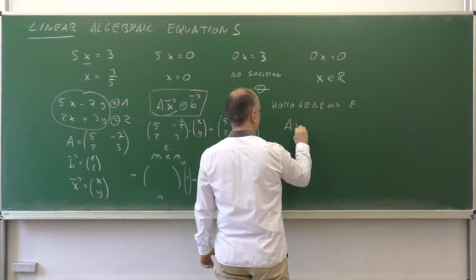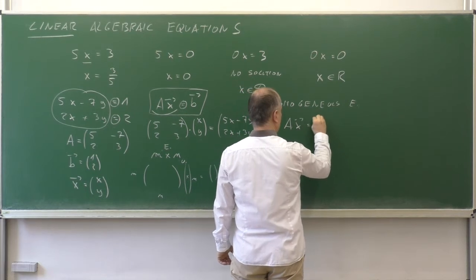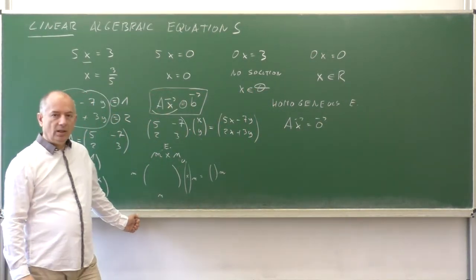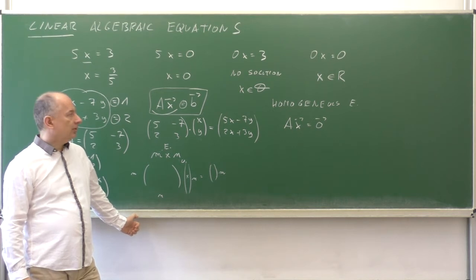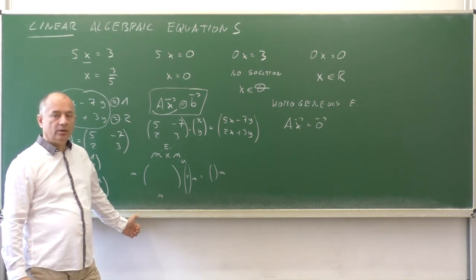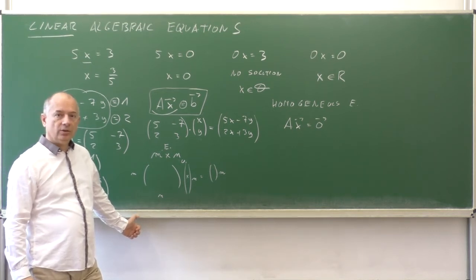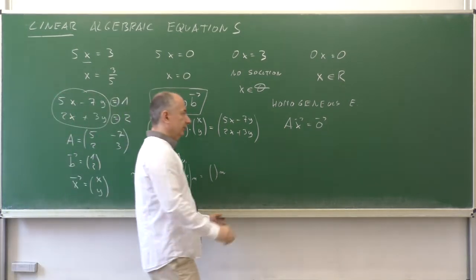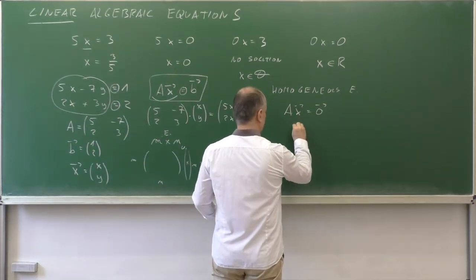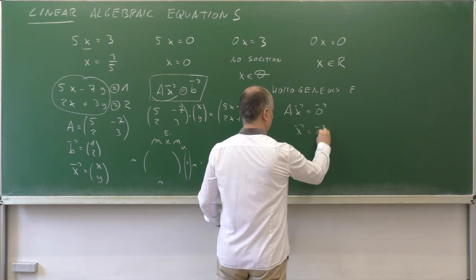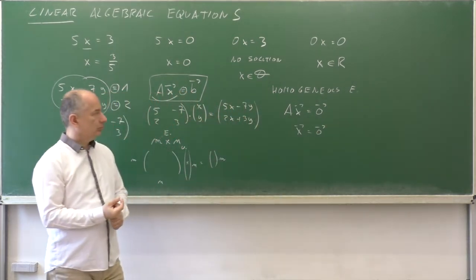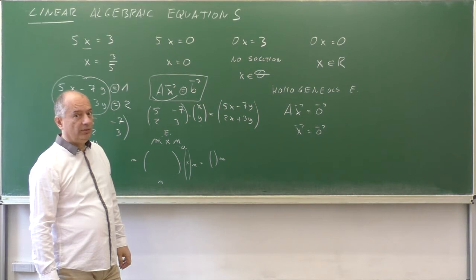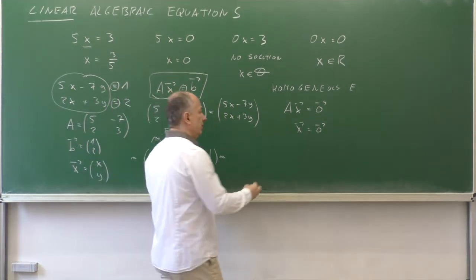Namely, Ax is 0. Such a homogeneous equation has always one solution, namely 0, also called trivial solution. But sometimes it may have also non-trivial solution. Consider an example.